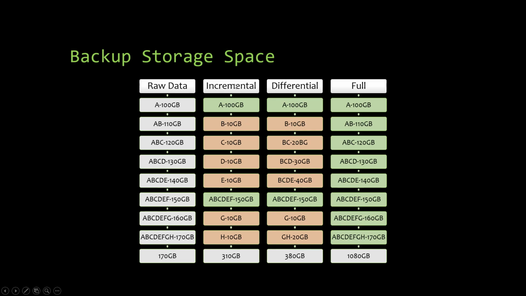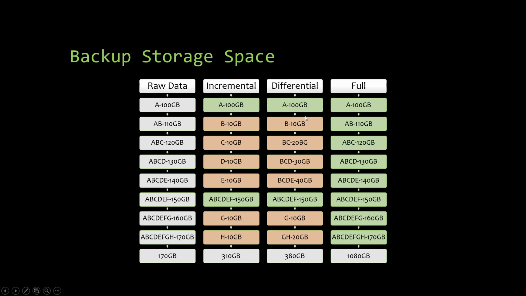Incremental, although it's the riskiest in terms of if you lose a file, you lose the ones after it, takes up the least amount of space. So you have all these backups, and it takes up a total of 310 gigabytes of backup space, because each one of these is only 10 gigabytes. This full is 150 and this full is 100.